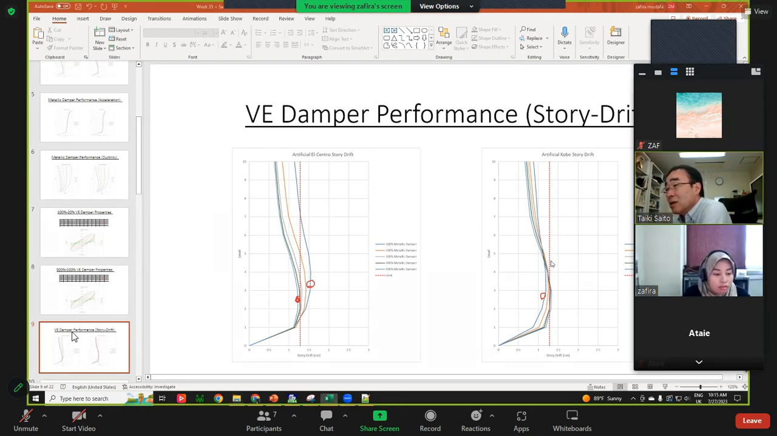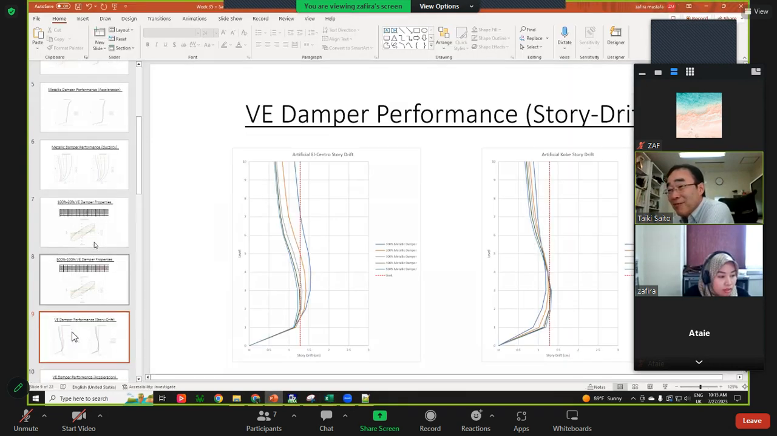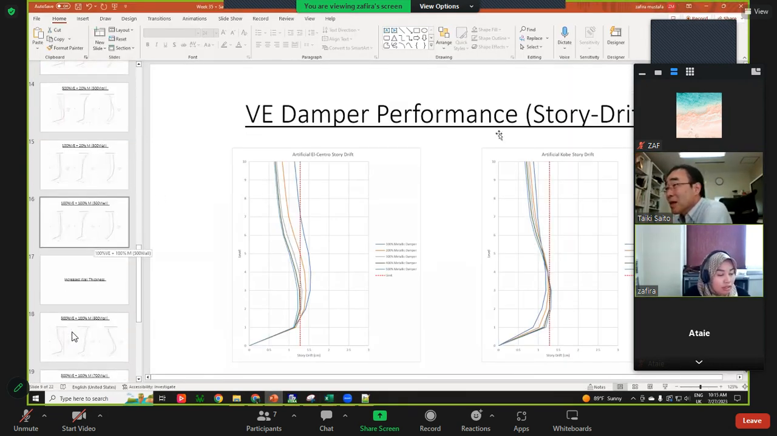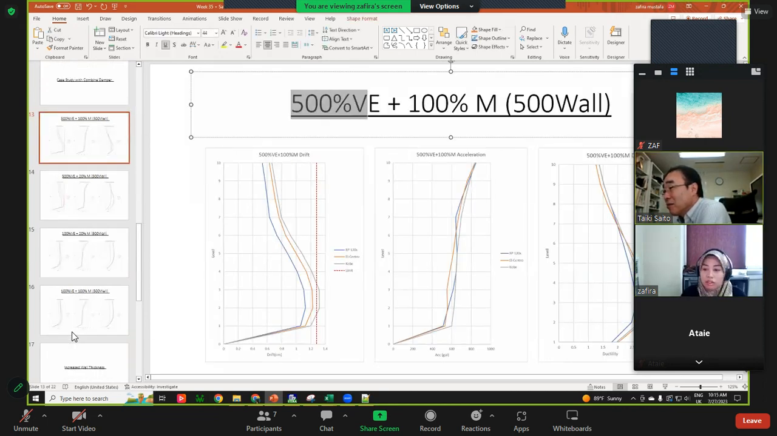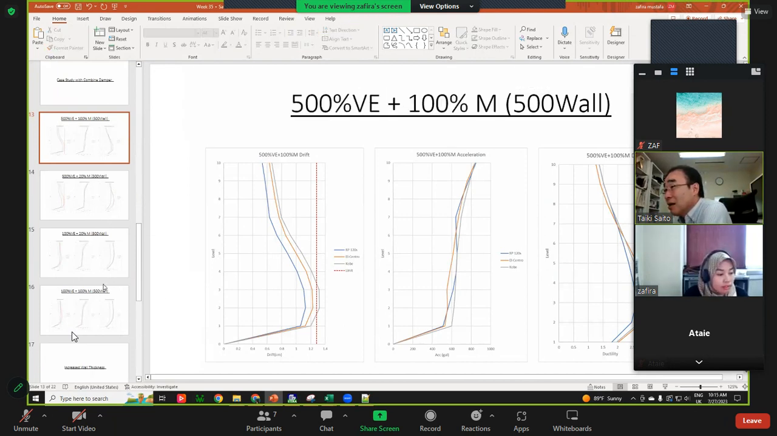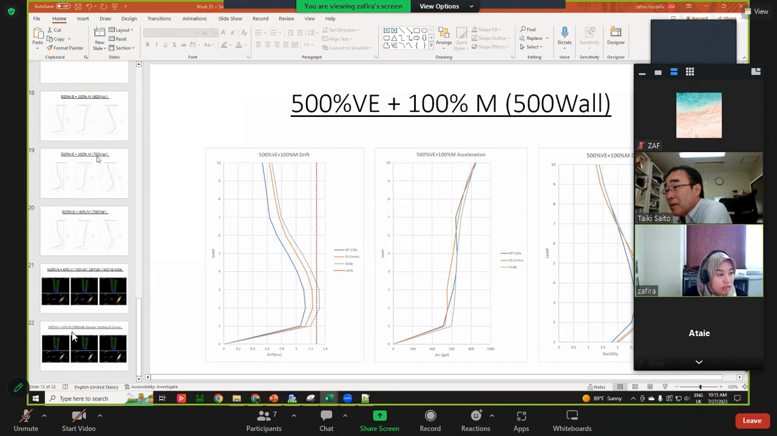Okay. And if you combine both viscoelastic and metallic, you cannot solve the problem. So this is when I combine 500 visco, 100% metallic. The only way that I can is Kobe. Kobe is larger. Yes. A little bit. And then I try to increase the thickness.